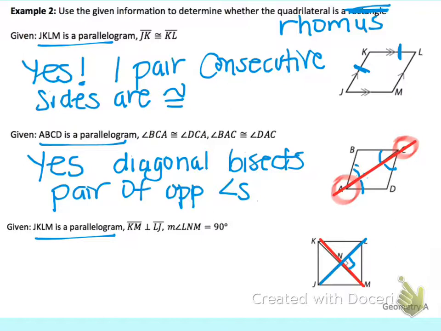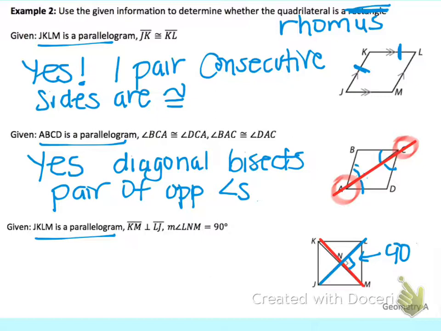Now, they didn't really have to tell us that that was 90 degrees because they already told us that the diagonals were perpendicular. So that's kind of implied. If they're perpendicular, they make 90 degrees. So is this enough information to prove that this is a rhombus? That the diagonals make 90 degrees in the center. Yes or no?